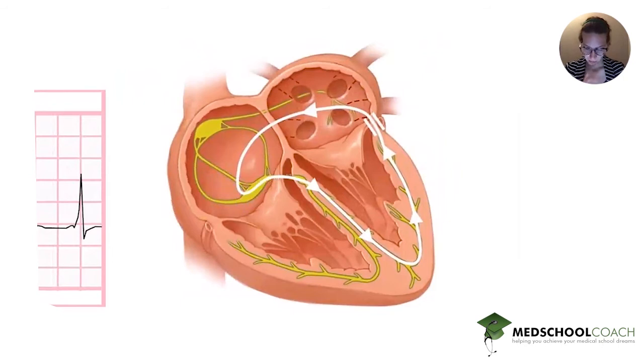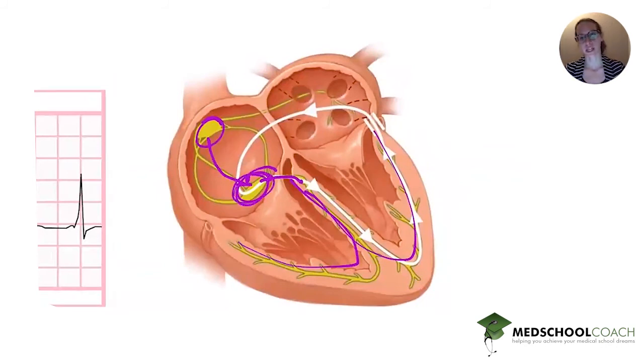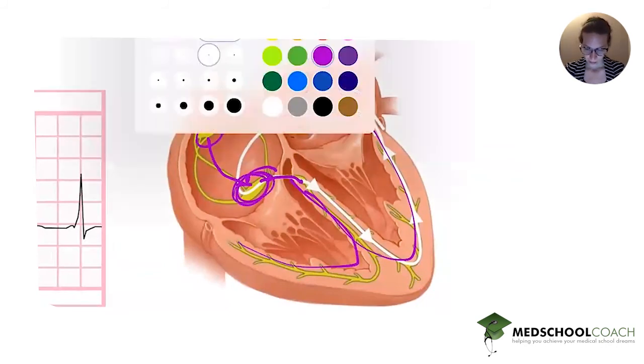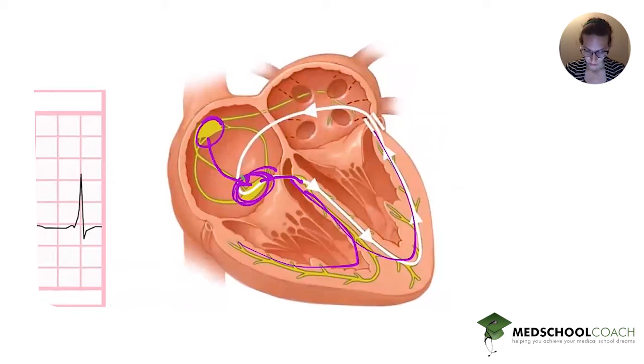So normally, an impulse goes from the SA node, down the internodal tracts to the AV node, down the bundle of His, to the right and left bundle branches, to the Purkinje fibers, to the myocytes. And there's normally only one connection, and it has to go through the AV node to get from the atria to the ventricles. In Wolff-Parkinson-White, we have an abnormal electrical connection between the atria and the ventricles, something like this.